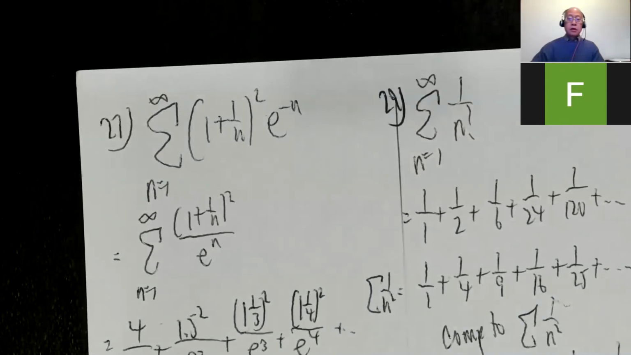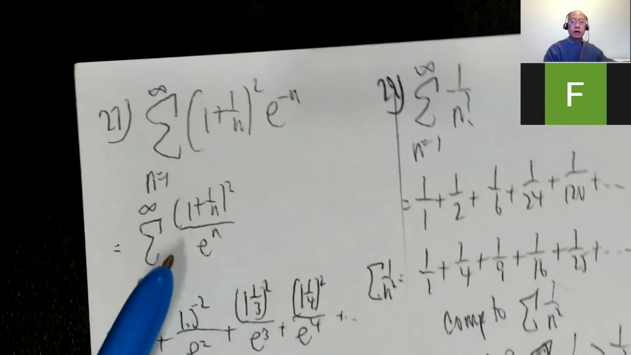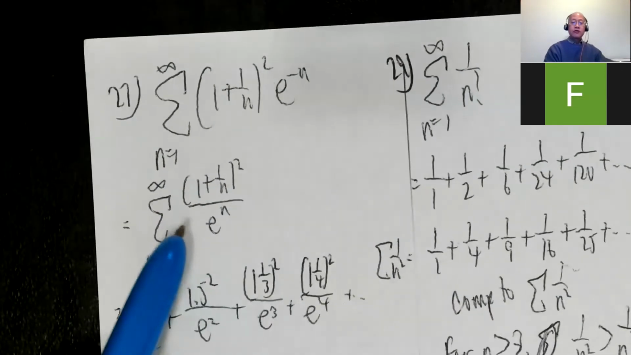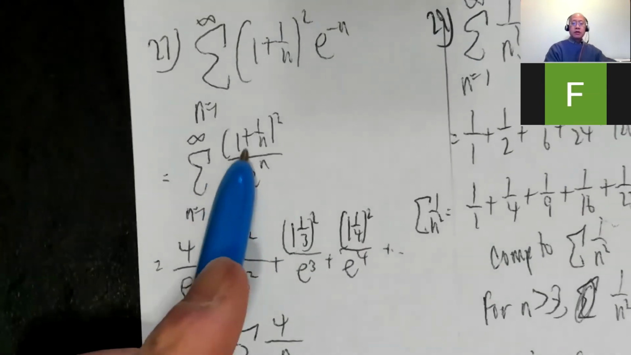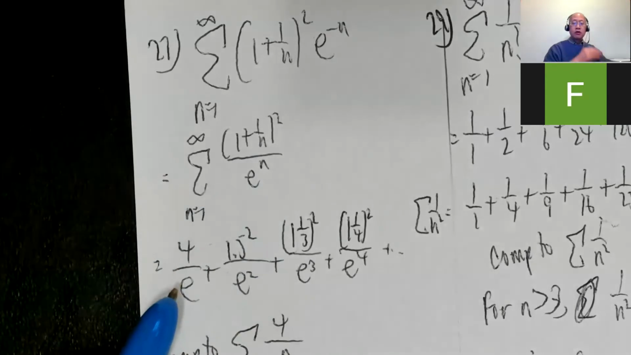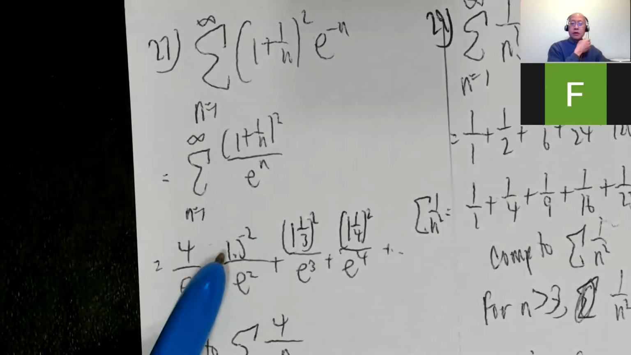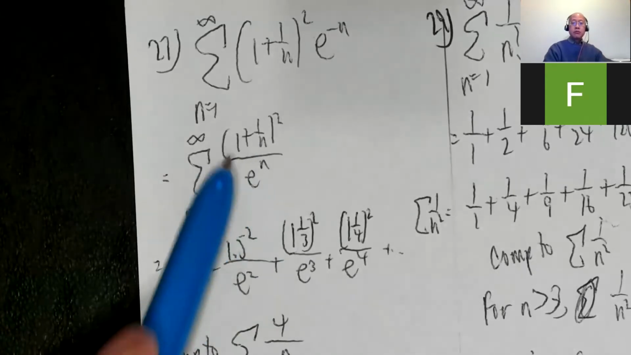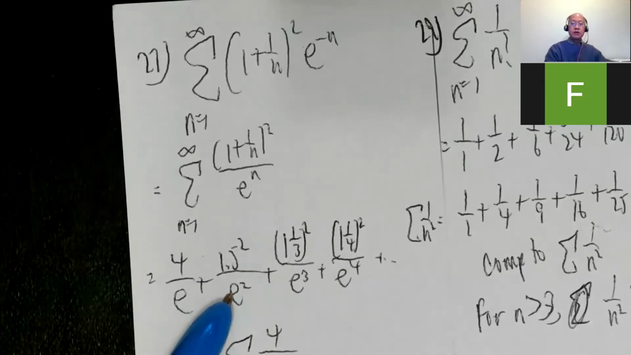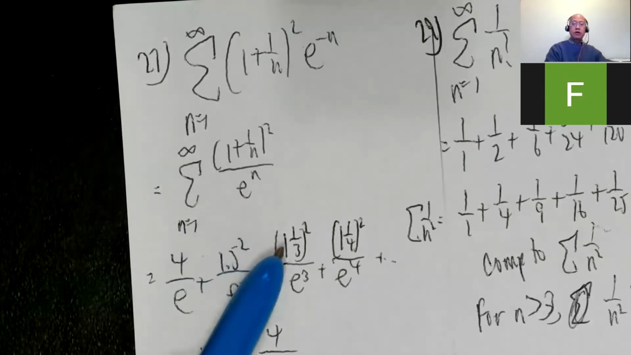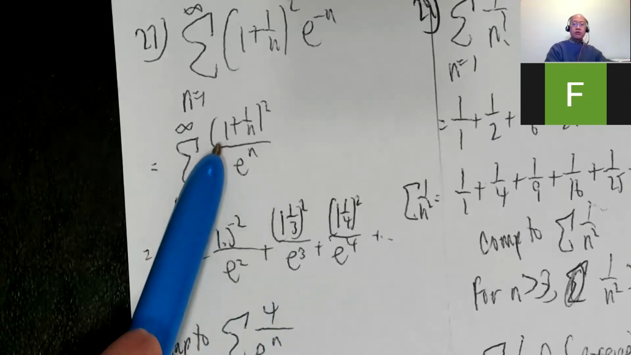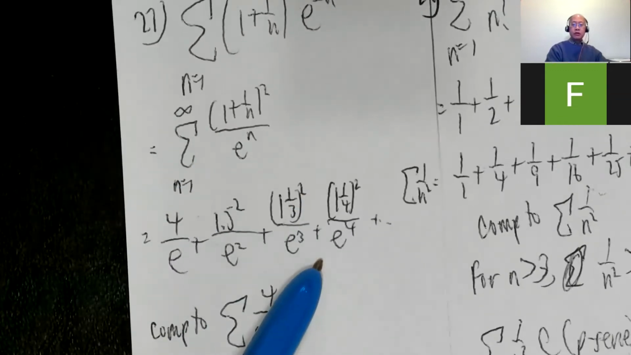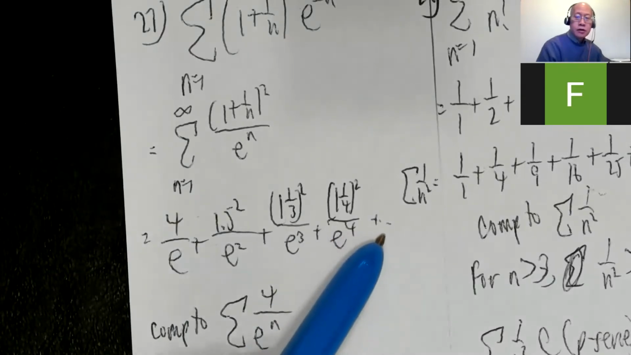Okay. By the way, it's never wrong to write some of the terms out so you can kind of see what's going on. First, I write this as over e to the n. All right, so I plug in 1. 1 plus 1 is 2. 2 squared is 4. 4 over e. Plug in 2. 1.5 squared over e squared. Plug in 3. It's 1 1/3 squared over e cubed. Plug in 4. 1 1/4 squared over e to the 4th. Plus dot, dot, dot.